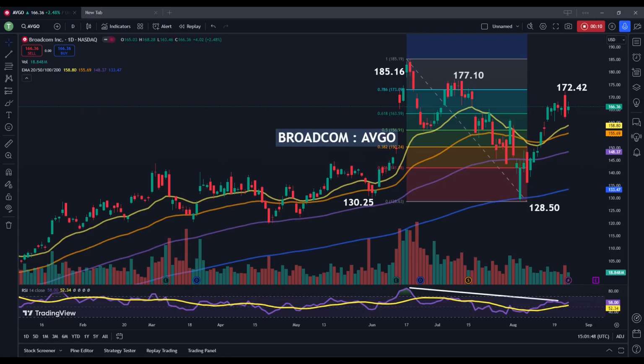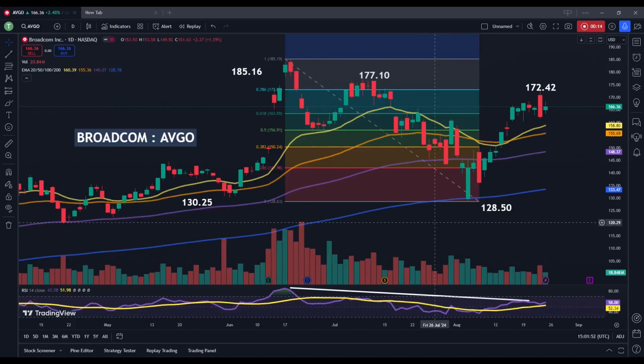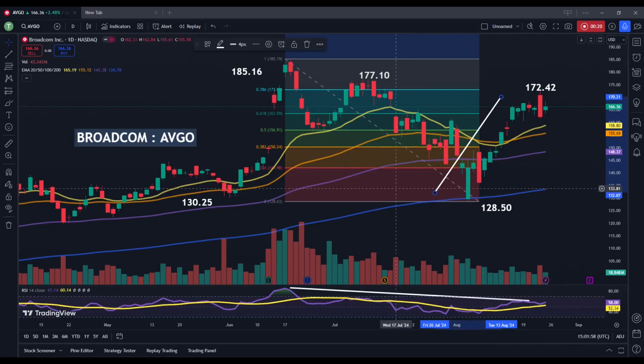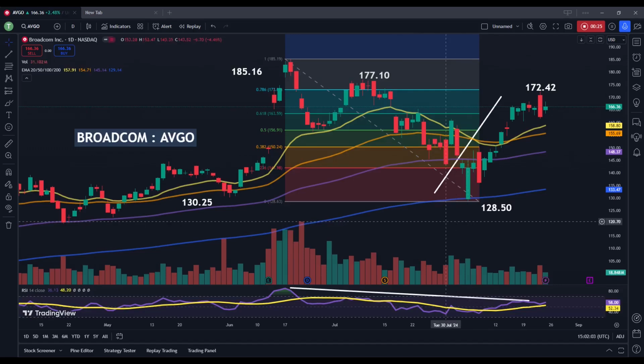Here we have the daily price chart for Broadcom Incorporated, stock ticker AVGO. As we can see here, the stock has seen a fairly impressive run higher over recent trading sessions. Essentially, we rallied from just around 128.50, and the test of the stock's 200-day exponential moving average, all the way to share prices that reached highs of 172.42.